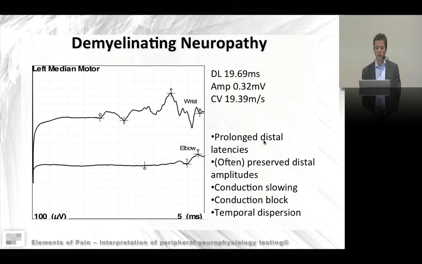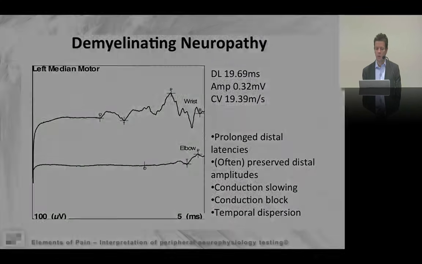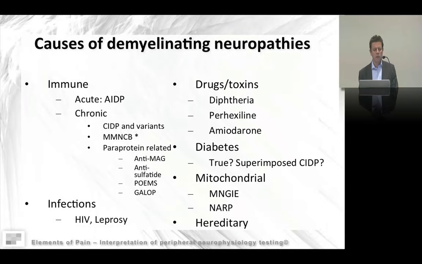But just again to summarise, in demyelinating neuropathy what we're seeing is prolonged distal latencies, generally preserved distal amplitudes, slowing of conduction, block of conduction, and dispersion of the responses between the distal and proximal sites. Demyelinating neuropathy is important to diagnose for a number of reasons. Their differential diagnosis list is quite different, and some of them, in particular the acquired immune demyelinating neuropathies, are treatable.